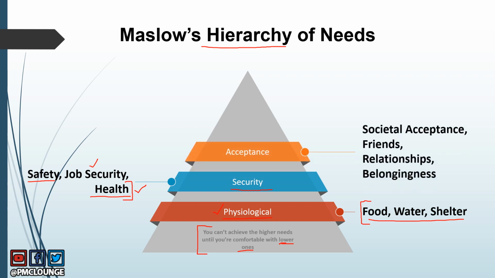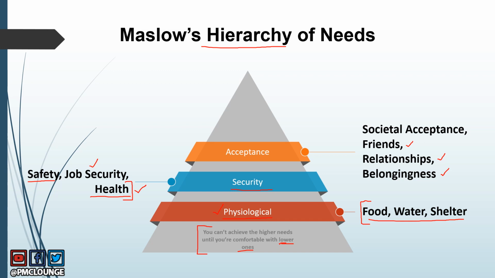Number three is acceptance, societal acceptance to be more precise, right? You need friends, you need relationships, you need a sense of belonging on this planet. You need to have family, you need to have societal acceptance, basically. So, let me give you an example.